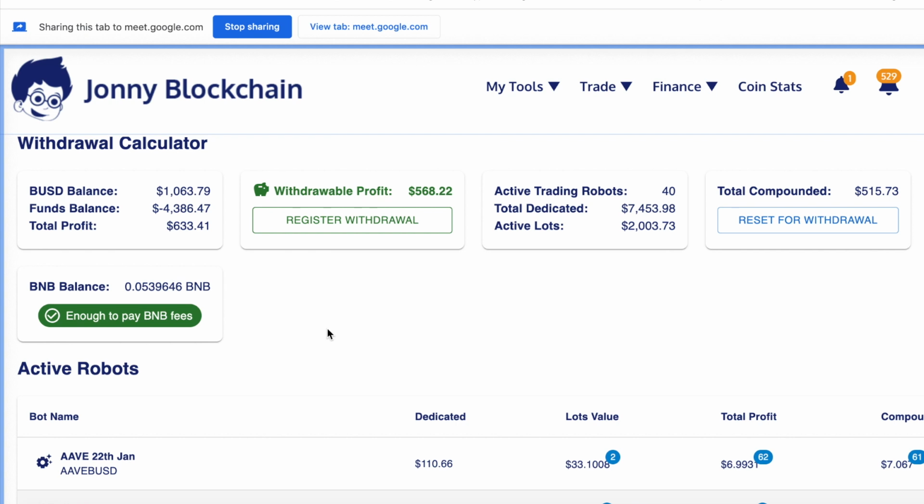So people with smaller balances will probably leave this withdrawal once a month. People with a bigger balance, I've got about 2.5 grand that I trade with at the moment. So I could probably do a withdrawal every week if I wanted to. But I won't physically withdraw it out. I'll allocate it to new robots. So that's what that button will be there for.